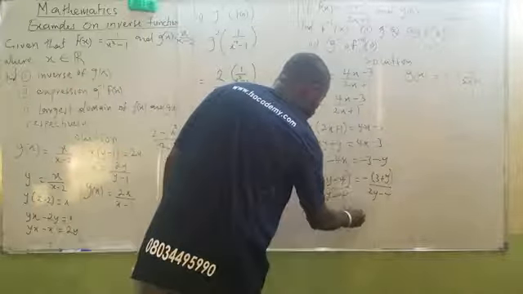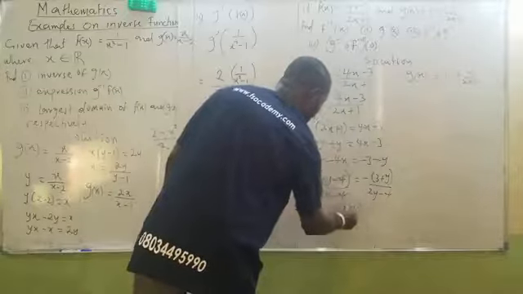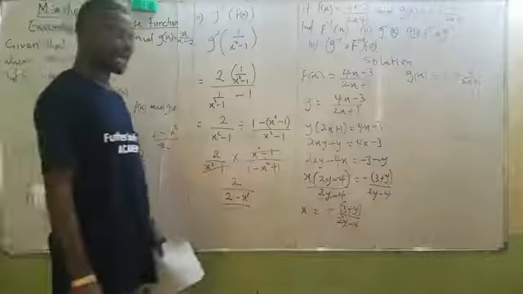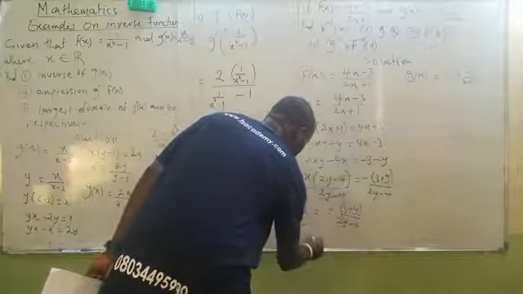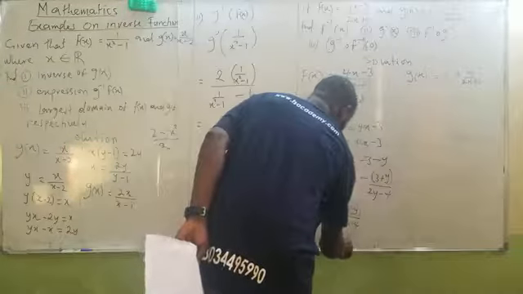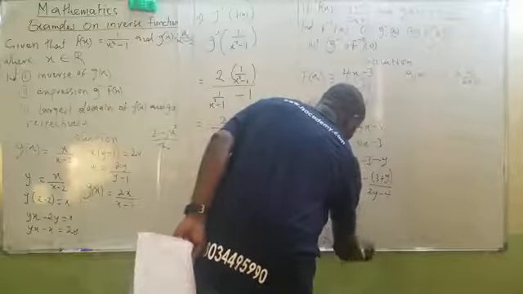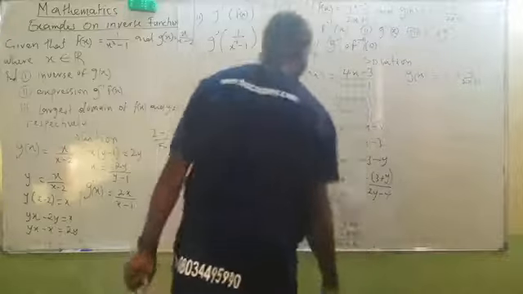minus 3 plus 4 divided by 2y minus 4. Please, it's very important to indicate your brackets. Brackets are as important as what is there. Now, my f inverse of x will be equal to minus 3 plus x divided by 2x minus 4. That is my f inverse.